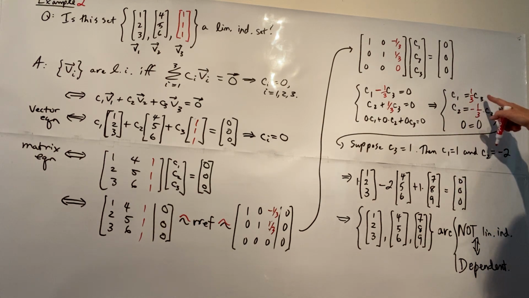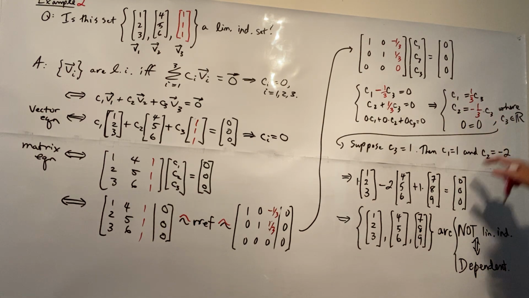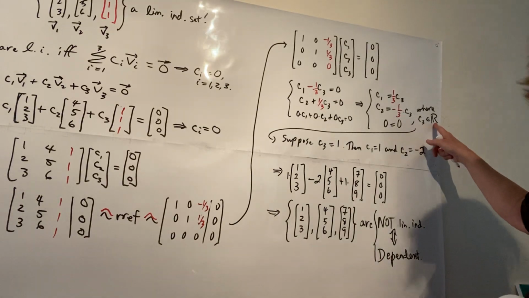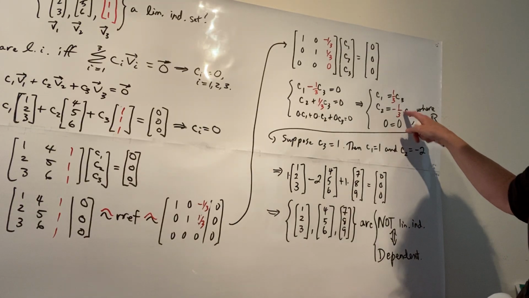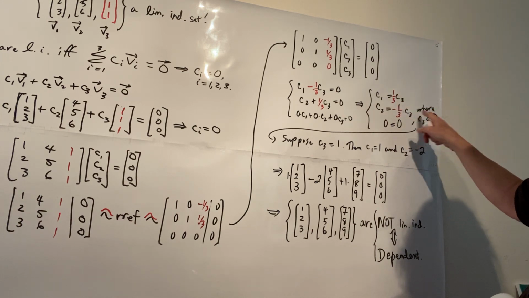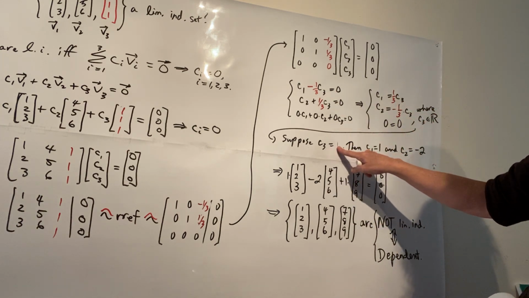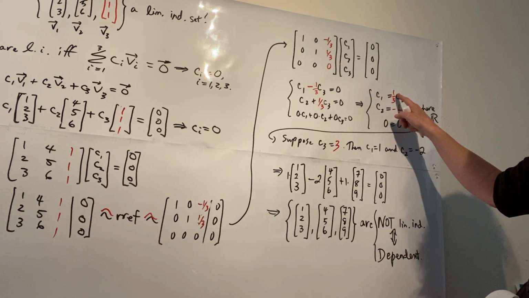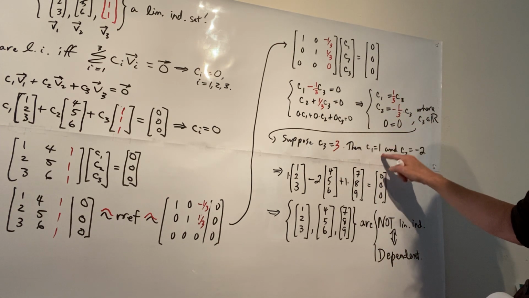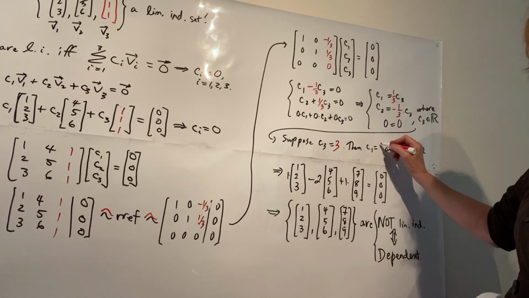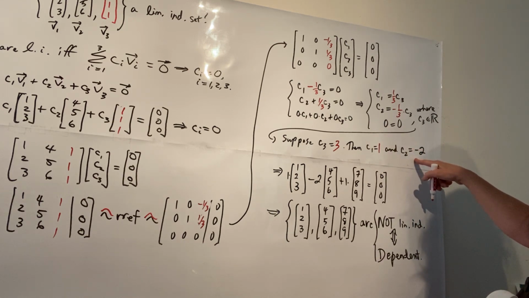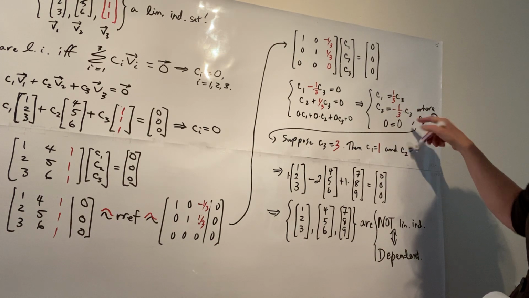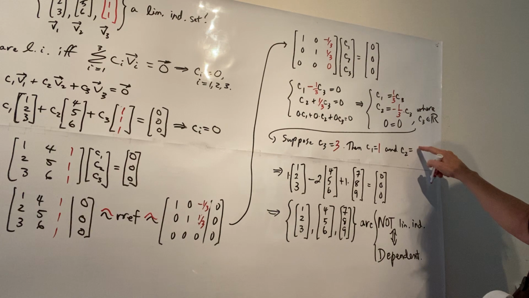So again, C3 is free. C3 is free to be any real number. What would be a good choice? Well, to avoid dividing everything by 3, why not choose C3 to be equal to 3? Then C1, which is 1/3 of 3, will be a 1. And C2, if C3 is equal to 3, 3 times negative 1/3 gives you a negative 1.